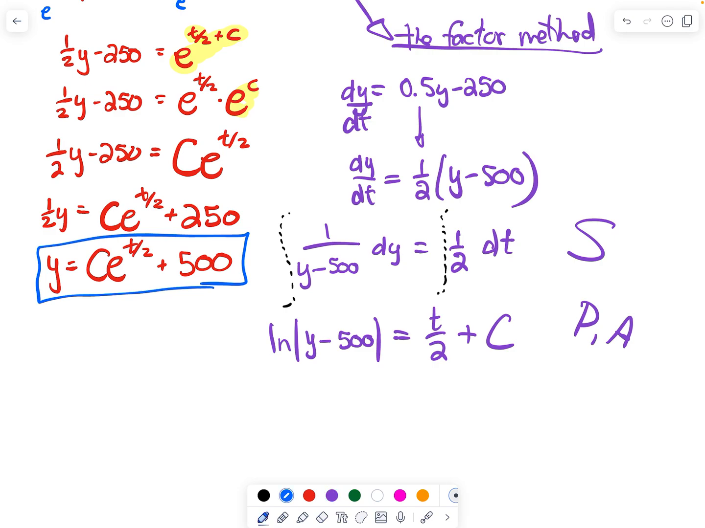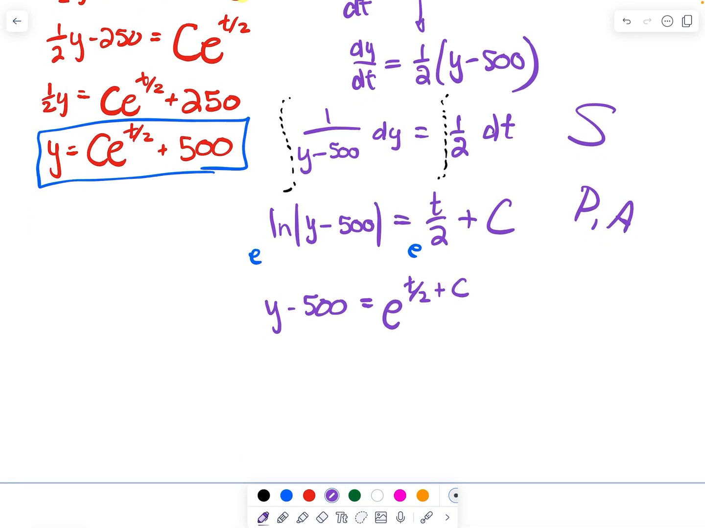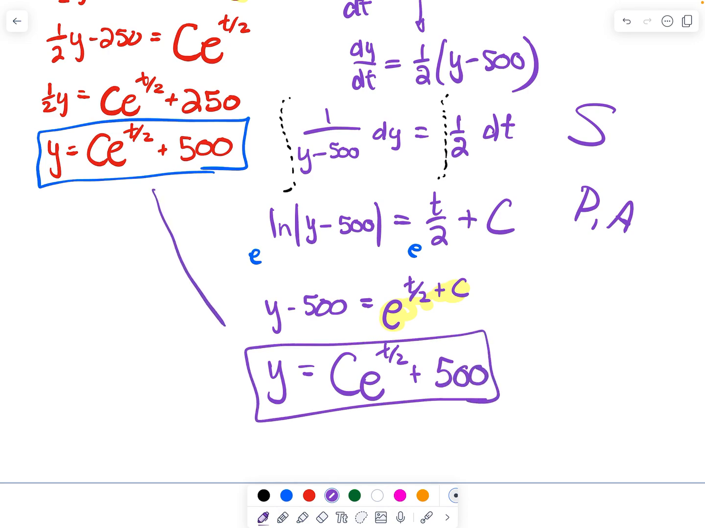Now we're going to solve for y. That's e as a base on both sides. That's y minus 500 equals e to the t over 2 plus c, and I can do that trick again to take e to the c power. So I'll do it in one step: y equals c e to the t over 2 plus 500. It's a little bit easier if you do the work ahead of time and factor out that multiplier to help you. Okay, those should agree, yes.